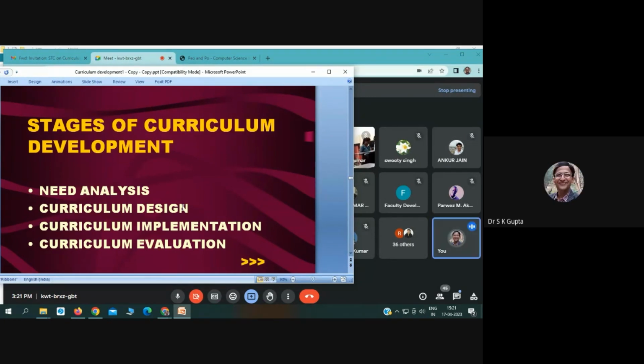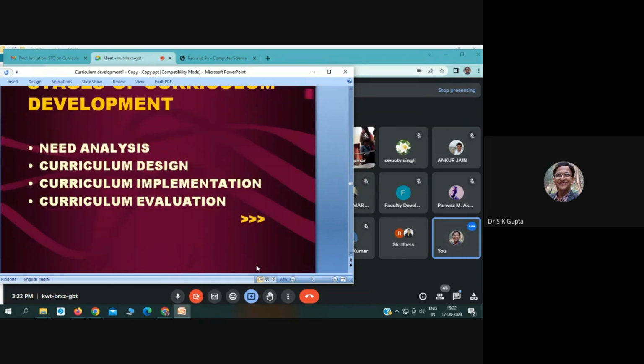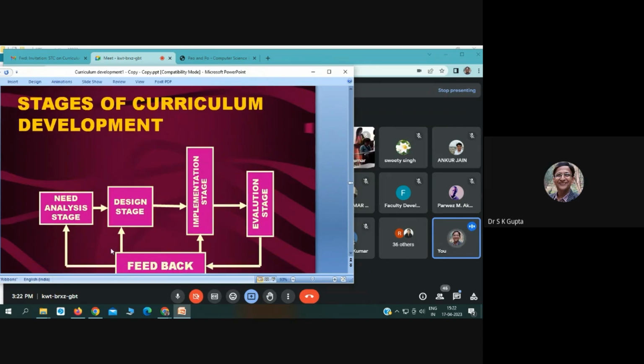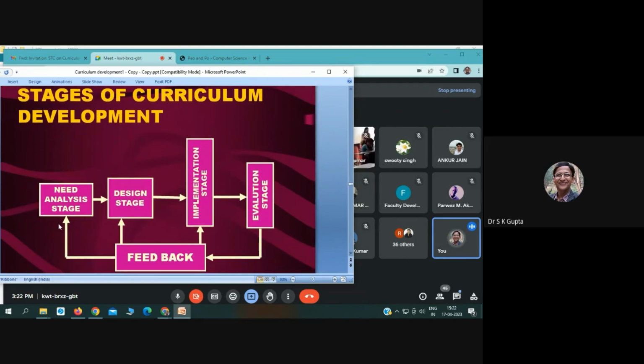Very good, Mr. Ankur Jain. And Mr. Senthil Kumar has also written that it is a necessity of the curriculum. Very good. So, first of all, before designing any program, we are to establish the need. Need analysis stage means first we are to establish the need of the curriculum, whether we should start or not.